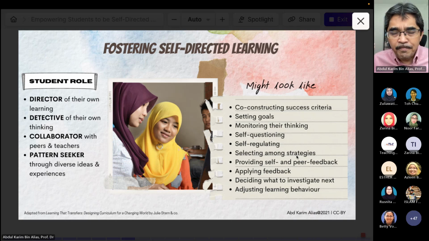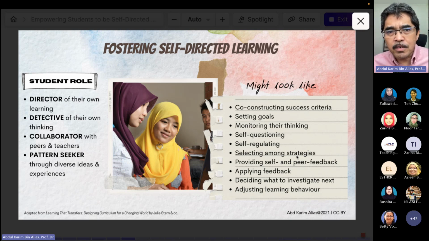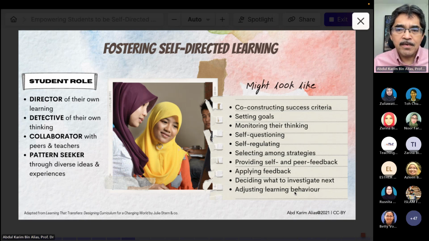VUCA, volatile, uncertain, complex, and ambiguous, this is a type of so-called foolproof student, foolproof talent that we want to have in the future. Adaptable, selecting among strategies, providing self and peer feedback, applying the feedback, deciding what to investigate next, adjusting learning behavior. Okay, so ladies and gentlemen, students, if you are listening to this, you can become a much better learner now, if you understand this and try to develop yourself to have this kind of attributes.